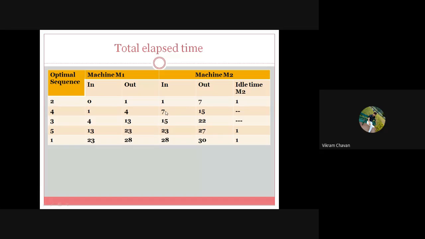So the in time for the second job on machine number 2 is 7 hours. But the 4th number job is already processed on machine 1 in between, so it is available for machine number 2 at the 4th hour only. But machine number 2 is engaged in processing the second job. After that is over, only then can the fourth number job be installed on machine number 2. It will take 8 hours to process, and after 15 hours it will come out.